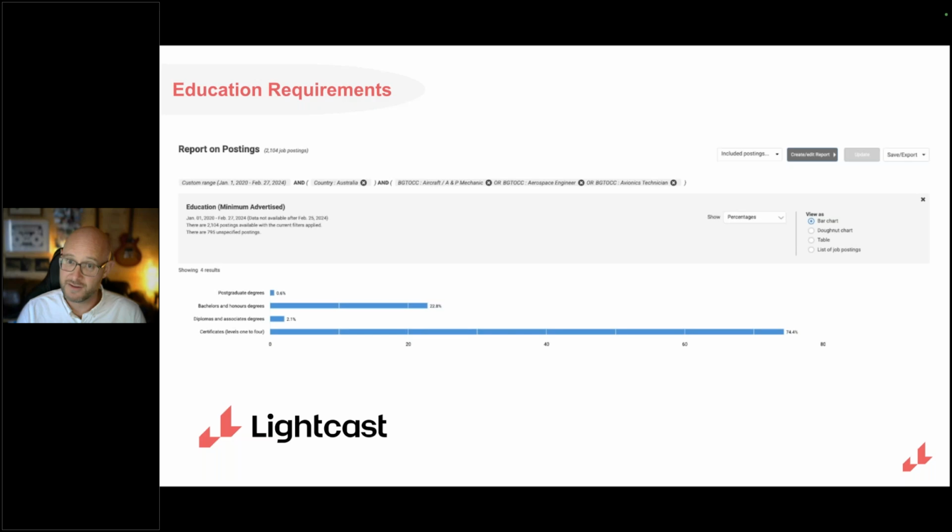Now I need to find out whether there's demand for this course of study in the bachelor or diploma level, so we view this data set through an education report. This shows us that predominantly employees in this space require a certificate level qualification. However, there's still demand for the bachelor's level qualification, with over 22% of postings requiring this.